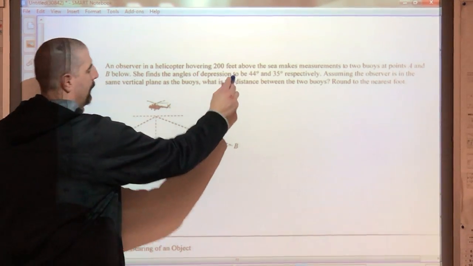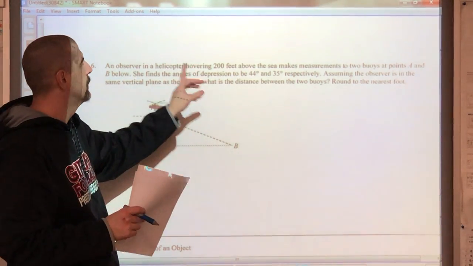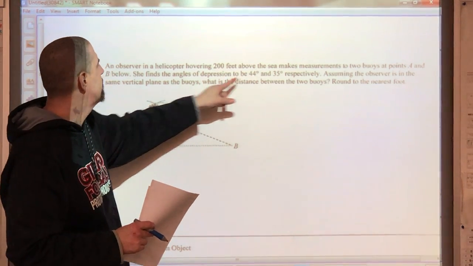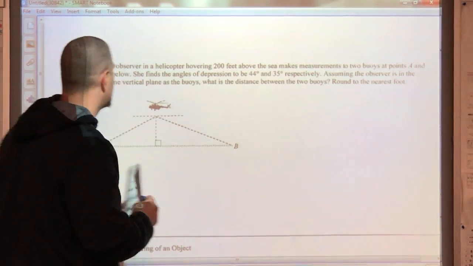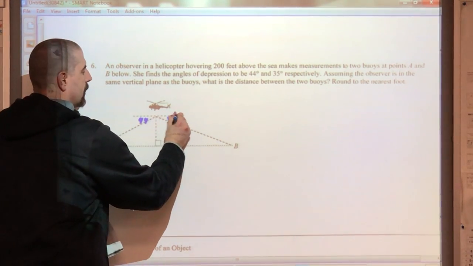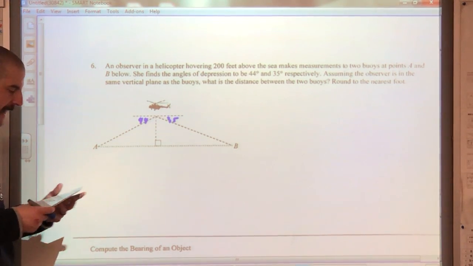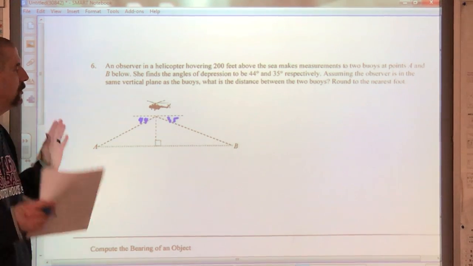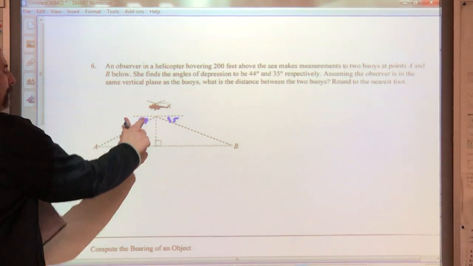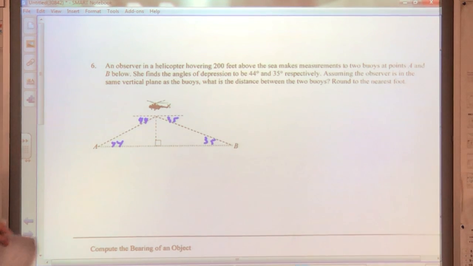It doesn't matter exactly which way you do this, but you want to make sure you put them in the correct spot. So we know she finds the angle of depression to be 44 and 35 respectively. A's angle of depression is 44, that's going to go right there, and B's is 35. But notice, those values are not in the triangle. So one thing you have to understand is you have alternate interior angles. See that horizon line and that are parallel? So 44 can shoot right there, and 35 can go right there. Very important to know that.